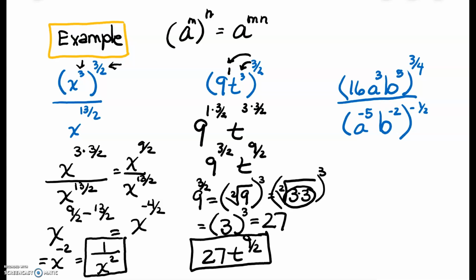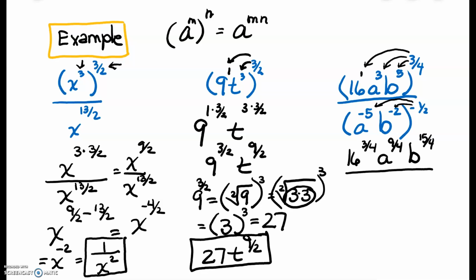Now my last one, I have a couple of things going here. I've got a number on the inside, and I've got 2 different variables, so I'm going to have to multiply all of these exponents by 3/4. And then in the denominator, I also have exponents on the inside of my parentheses, and I'm going to have to multiply those by negative 1/2. So when I go ahead and start multiplying, I get 16 to the 3/4. When I multiply 3/4 by 3, I get 9/4. And when I multiply 5 times 3/4, I get b to the 15/4.